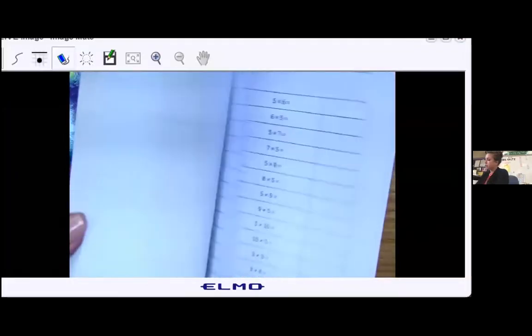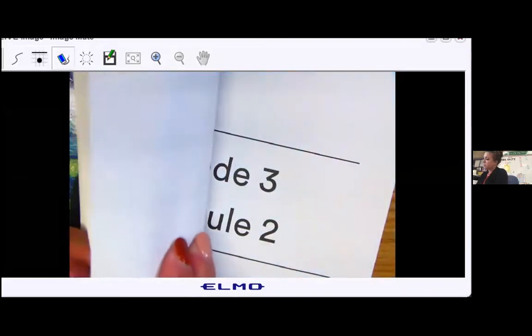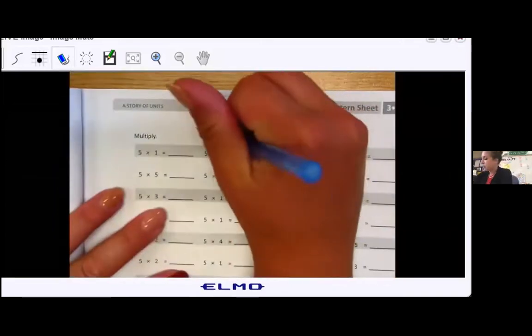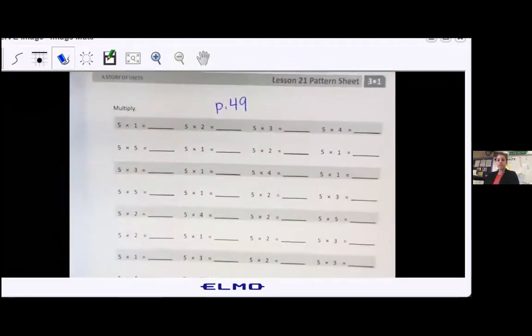Please open up your practice book to page 49. Page 49 in your practice book with the yellow trim. This is a pattern sheet.